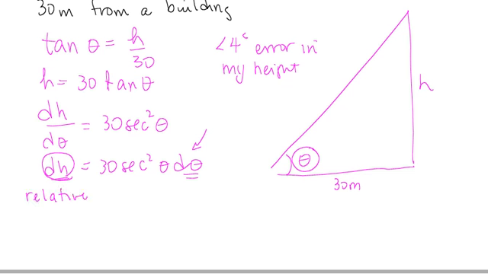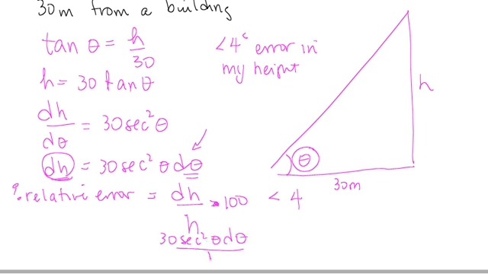So remember in an earlier video, relative error was given as this little difference divided by the total. So dH over h times 100. So that's the percentage relative error. And I want this to be less than 4%. So I have dH, which is 30 secant squared theta d theta. I have my h value, which in this case is 30 tan theta, and that has to be times 100, has to be less than 4.